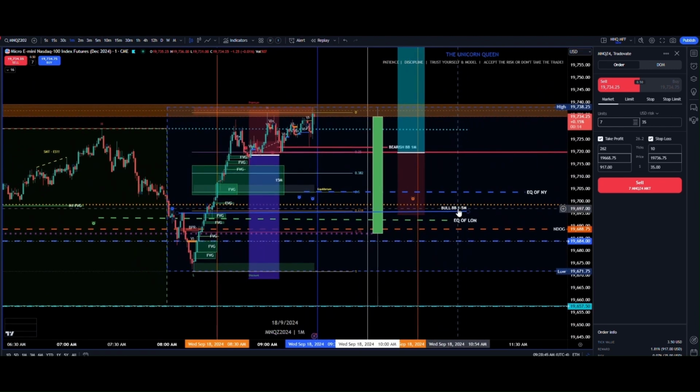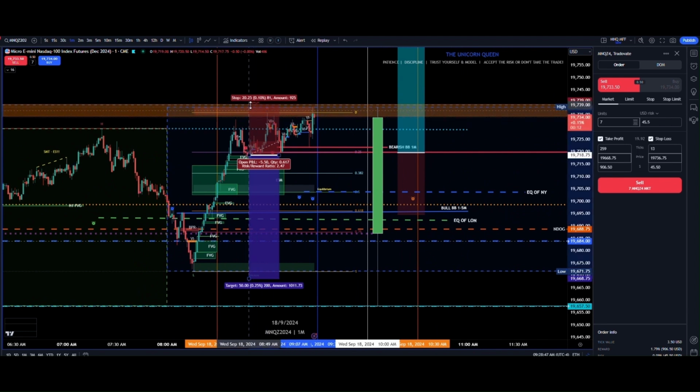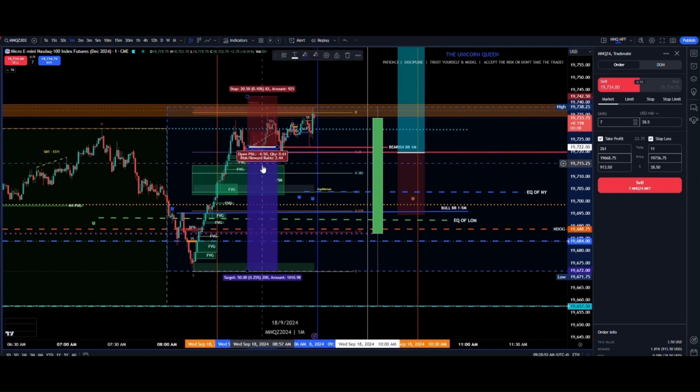So I always start by watching for a higher time frame liquidity pool to be taken. And you want that taken during the kill zone or macro times.